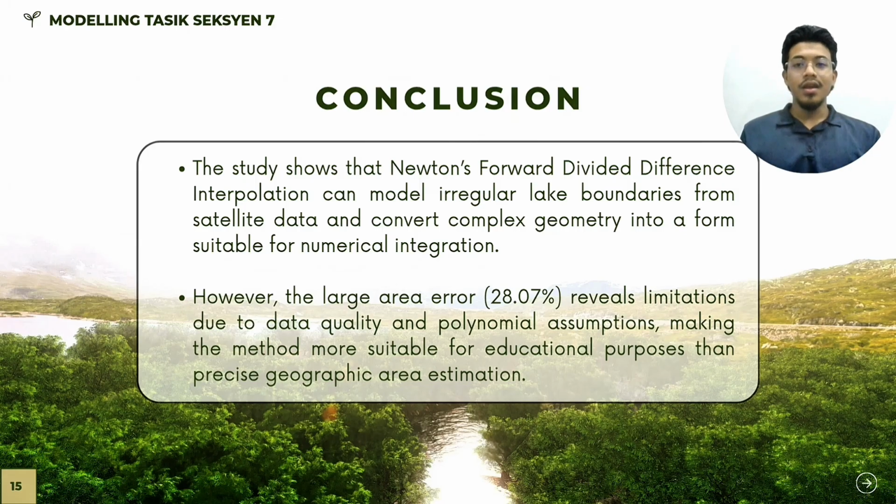Finally, the conclusion. The study demonstrates that Newton's forward divided difference interpolation can successfully convert irregular real-world geometry into a computable numerical model. However, the estimated surface area showed a significant relative error of 28.07%, highlighting the limitations due to manual digitization, data density, and polynomial behavior between points. As a result, the method is more suitable for educational purposes than for high-precision geographic measurements without further refinement.